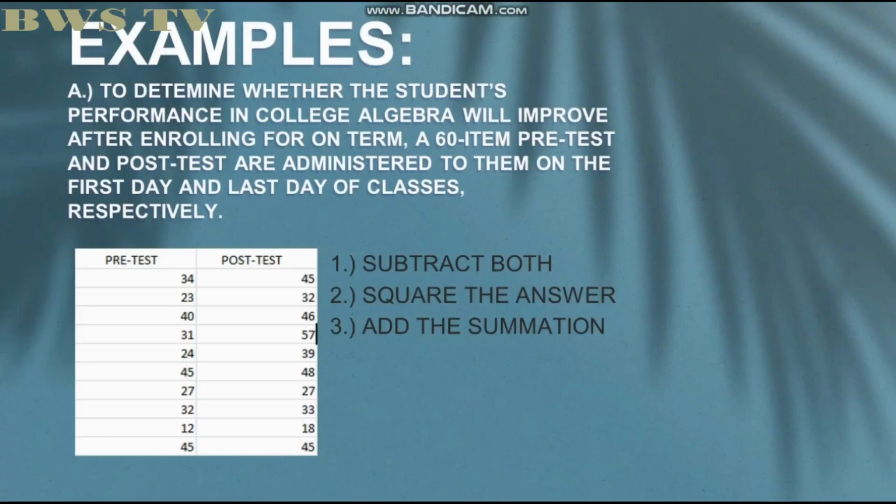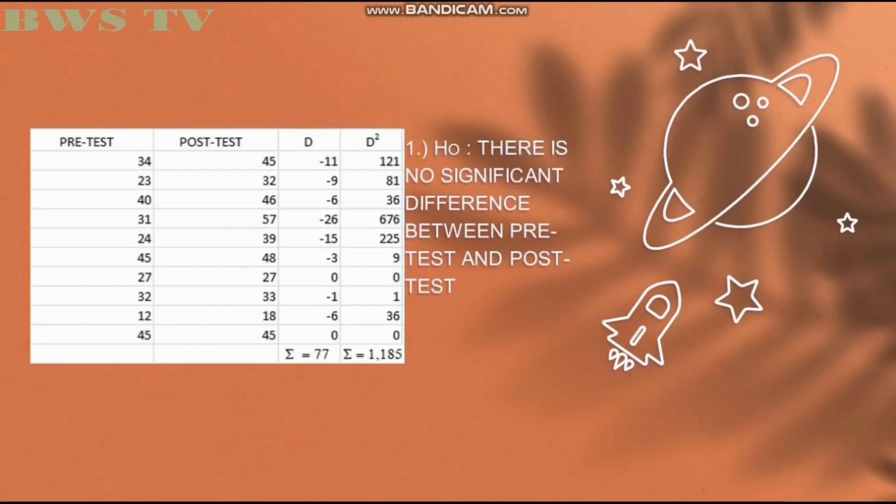Examples. To determine whether the students' performance in college algebra will improve after enrolling for one term, a 60-item pre-test and post-test are administered to them on the first day and last day of classes respectively. So, the first thing that you're going to do here is subtract the pre-test from the post-test. And the answer to that, we must square it, and after that, we're going to add the summation.